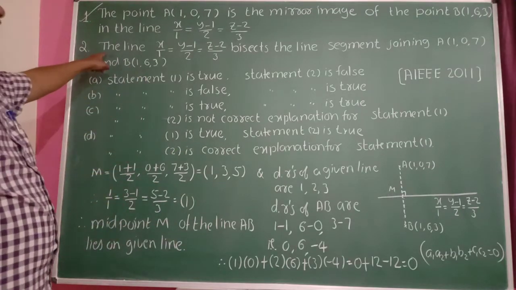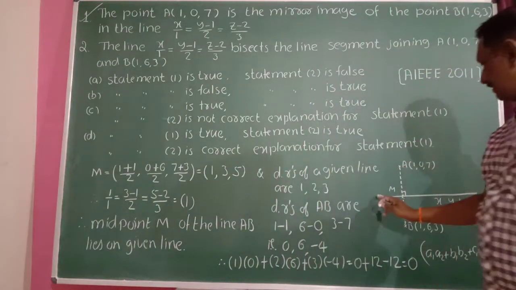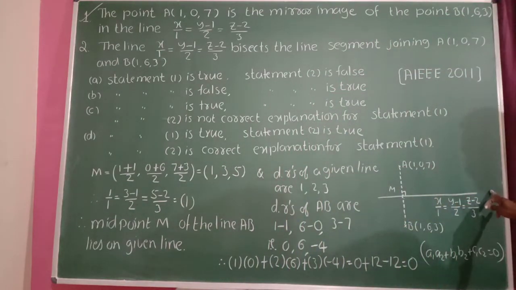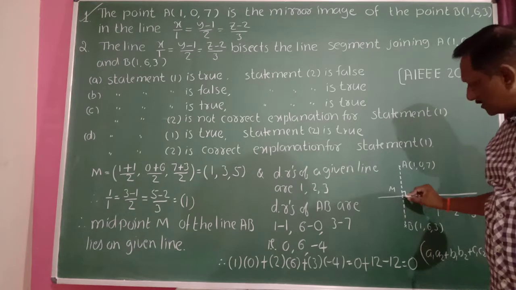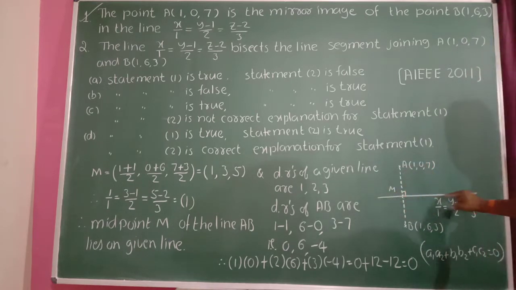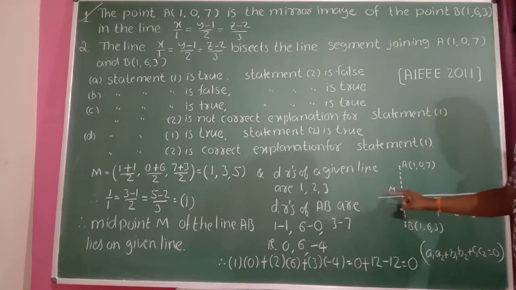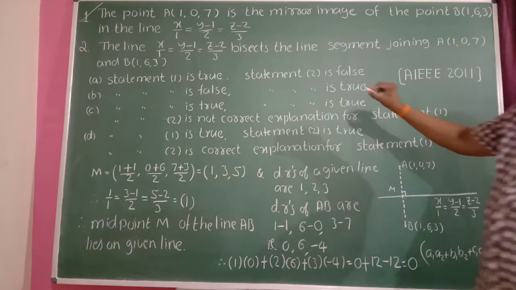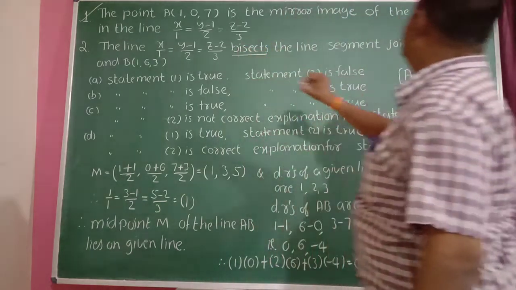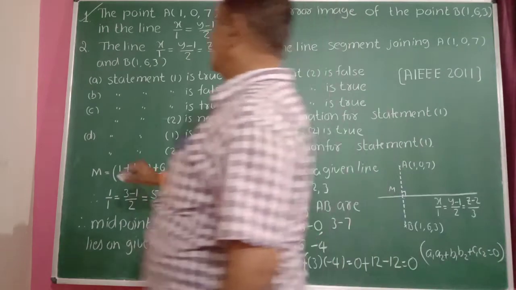Then the line bisects, because this line AB and the given line both are perpendicular, as well as the midpoint lies on the line. We can say this line bisects AB, because AB divides into two equal parts, because M is a midpoint and both are perpendicular. So we can say the line bisects the line segment AB. Hence statement 2 is also correct here.